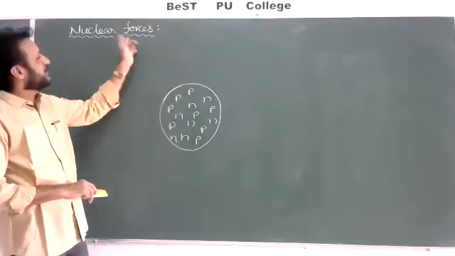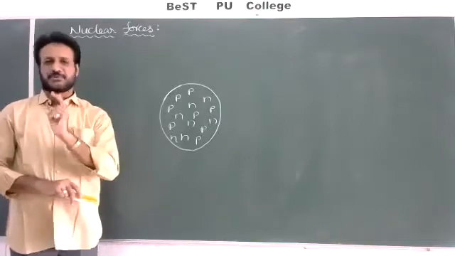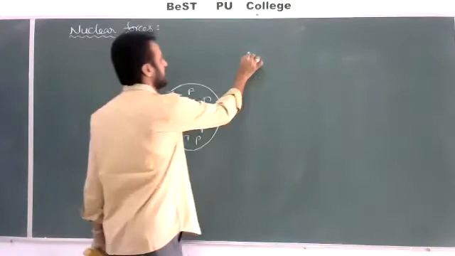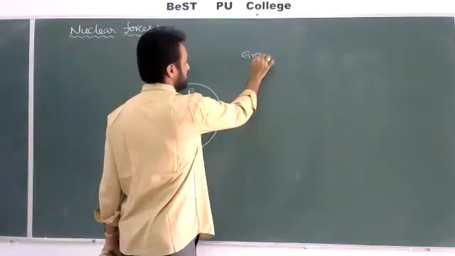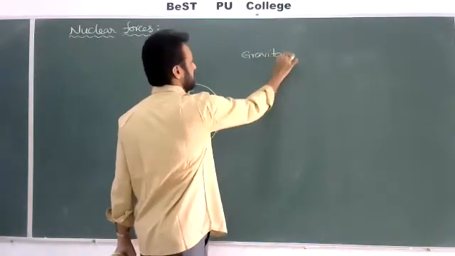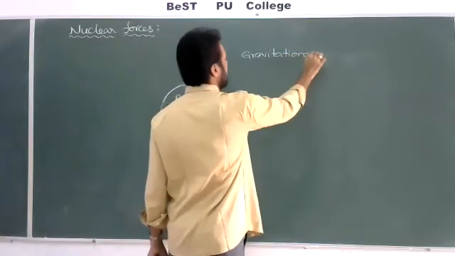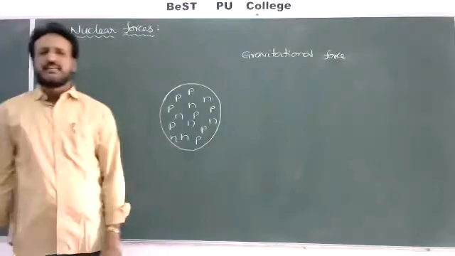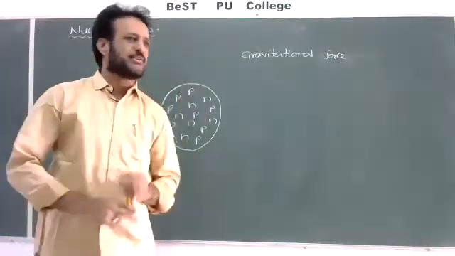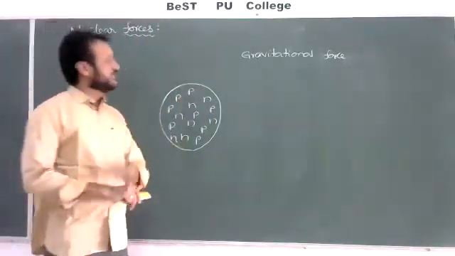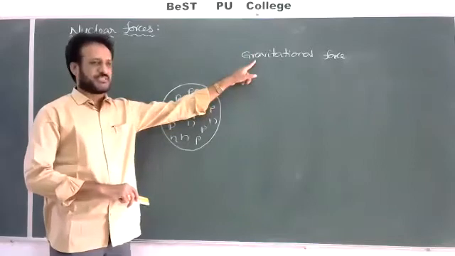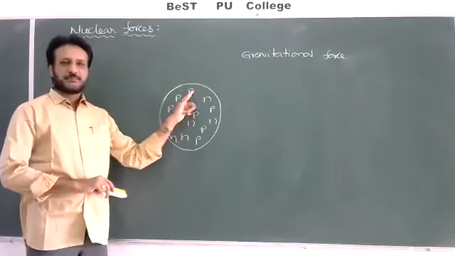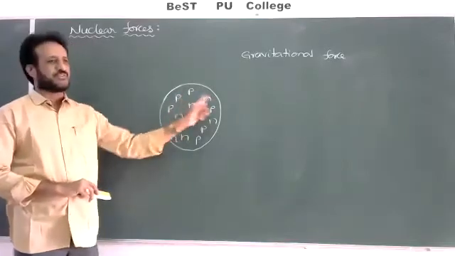Before nuclear forces were proposed, we knew two types of forces. One is gravitational. First we assume there is a gravitational force. So where will the gravitational force act? In the universe, between any two bodies, any two masses, any two particles, there will be a gravitational force. So gravitational force must act between proton-proton, proton-neutron, and also neutron-neutron, correct?